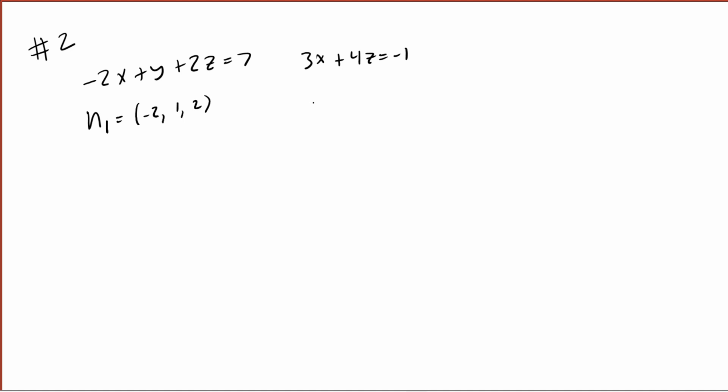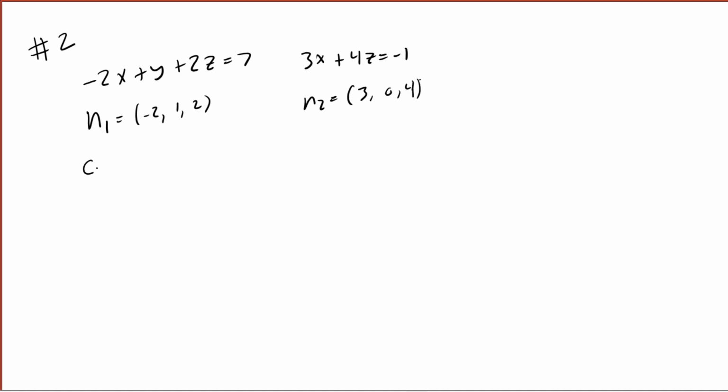Number 2. The angle between the planes -2x + y + 2z = 7, and the plane 3x + 4z = -1. Here, the angle between two planes is the angle between the normals. So this is going to be n1, which is (-2, 1, 2), and n2, which is (3, 0, 4).